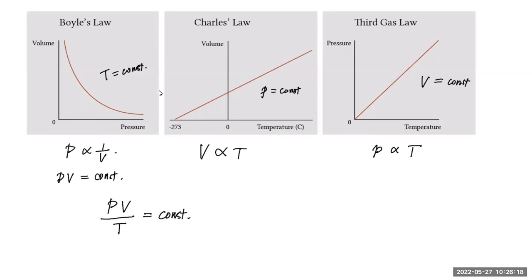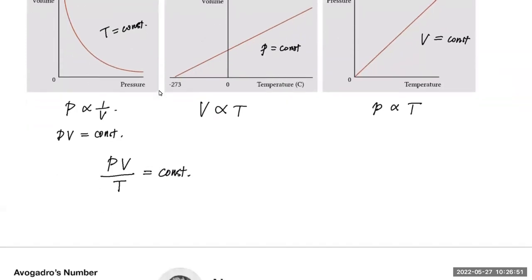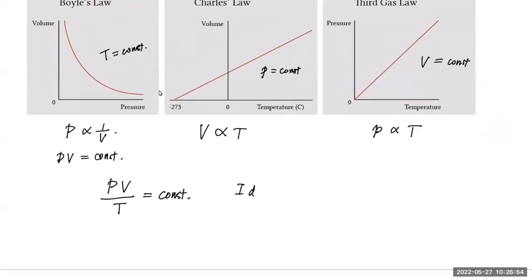If you look at PV over T as a constant for this tank of gas, it satisfies all three cases, right? For example, if you hold T constant, then P times V is a constant. That's Boyle's law. And if you hold P constant, V over T becomes a constant. That's Charles's law. And lastly, for the third gas law, you hold V constant and P over T becomes a constant. So clearly, this expression unifies all three of these special cases, and this is known as the ideal gas law. Okay, the ideal gas law. It's the most general version, unlike these three special cases.